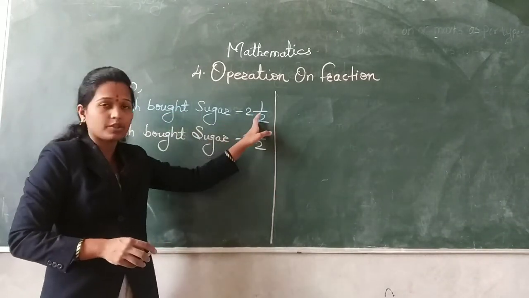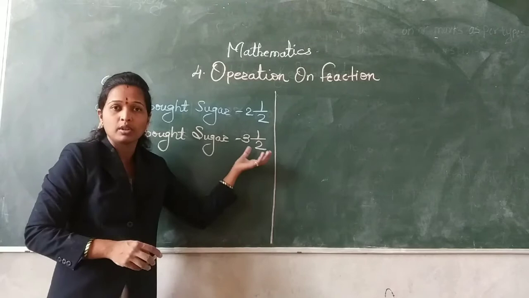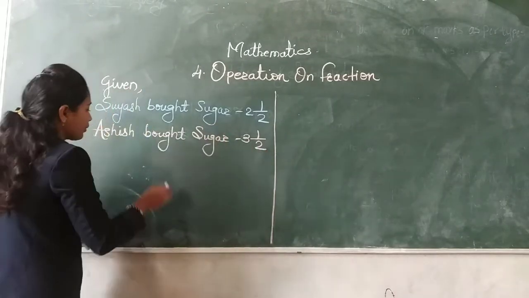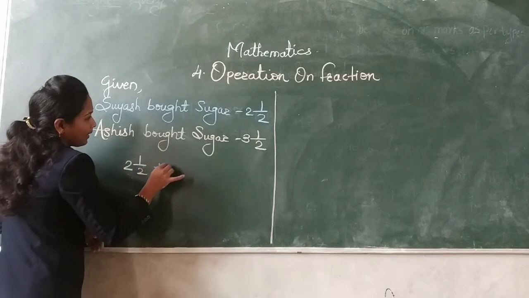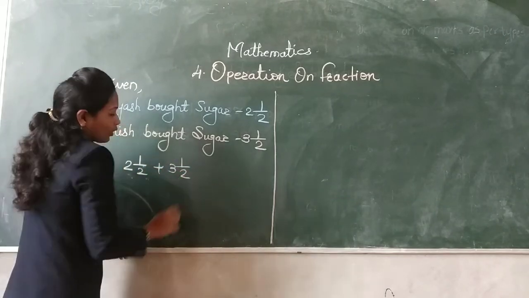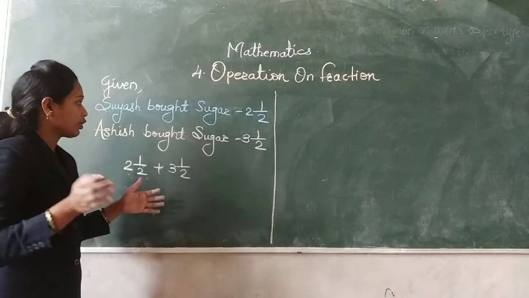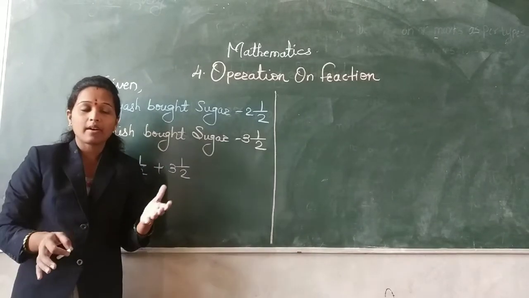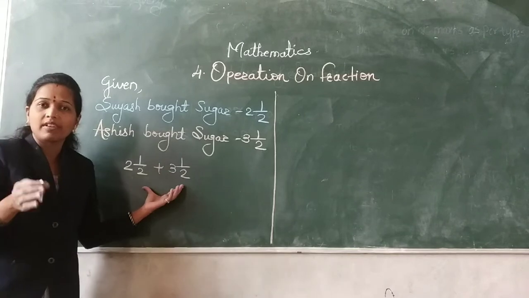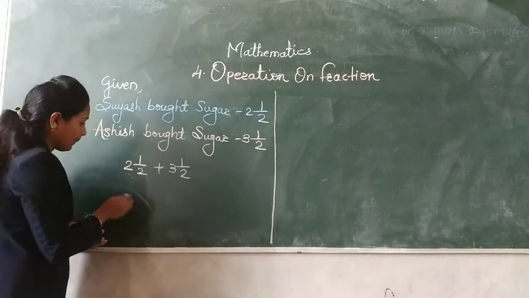Suyash also bought sugar, Ashish also bought sugar. So how much sugar? It means we have to do the addition. Pay attention properly: 2.5 plus 3.5. Both the sugars they bought from the greengrocer, we have to add. Now, mixed fractions are there. We have to convert these mixed fractions into improper fractions.